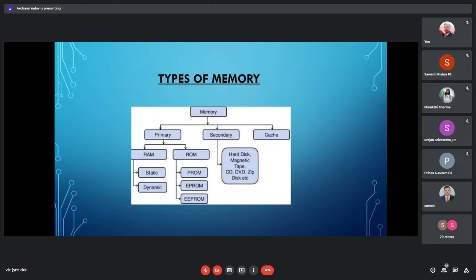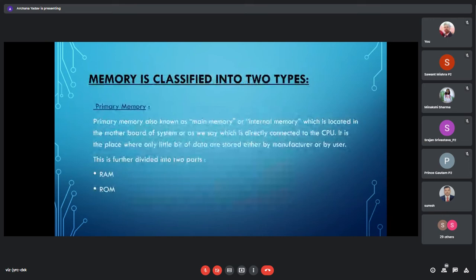Primary memory is divided into RAM and ROM, and they are also further divided. Then there is the secondary memory, which has various types. Primary memory is also called the main memory or internal memory, where everything made by the manufacturer or the user about the system is stored. It is mounted on the motherboard of the computer, and it is further divided into RAM and ROM.